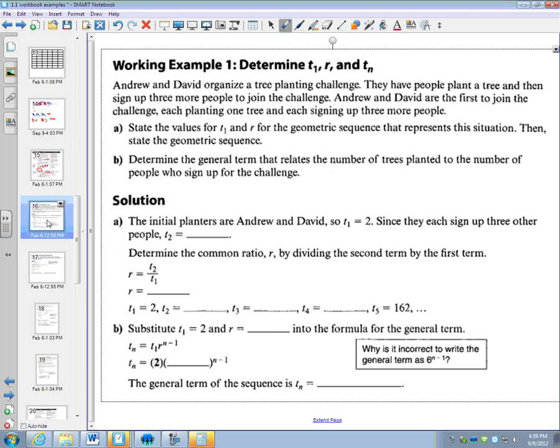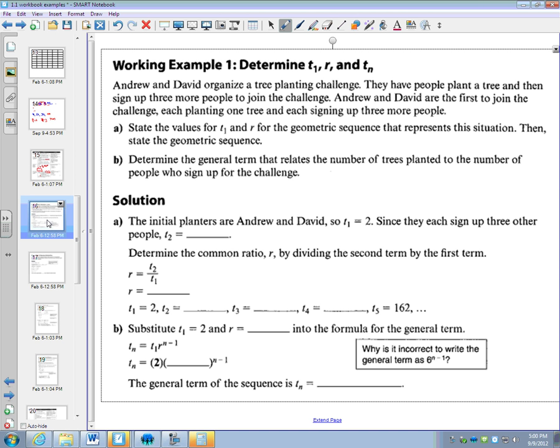First of all, Andrew and David organize a tree planting challenge. They have people plant a tree and then sign up 3 more people to join the challenge. Andrew and David are the first to join the challenge, each planting 1 tree and signing up 3 more people. State the value of T1, so what's the first term? State r, so the ratio for the sequence that represents this, then state the sequence.